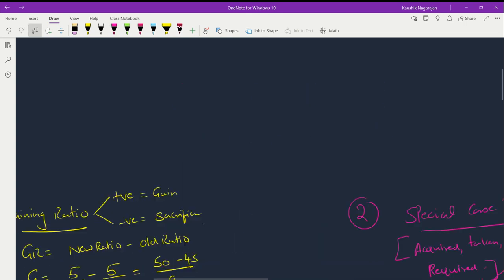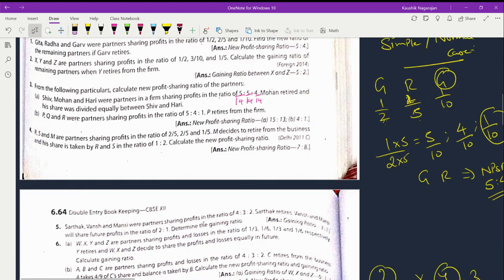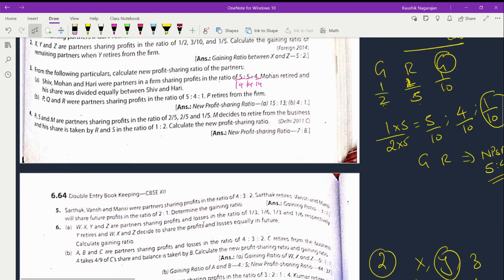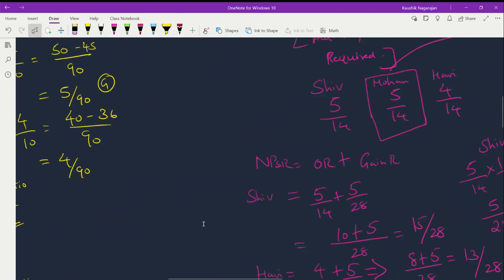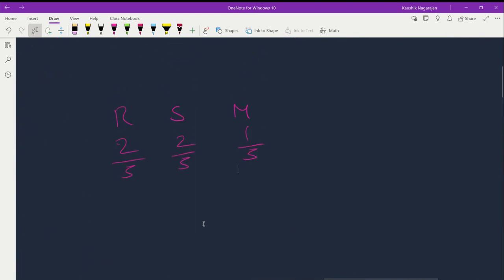Right. What is given further in the question? Who is retiring from the business? M decided to retire from the business, and his share is taken by R and S in 1 is to 2 proportion. So who is retiring? M is retiring from the business. So M retires from the business, and it was said his share is taken by. So whenever you find special words like taken, acquired, given, gifted, required, then in that case just bring that particular retiring partner out of the box.